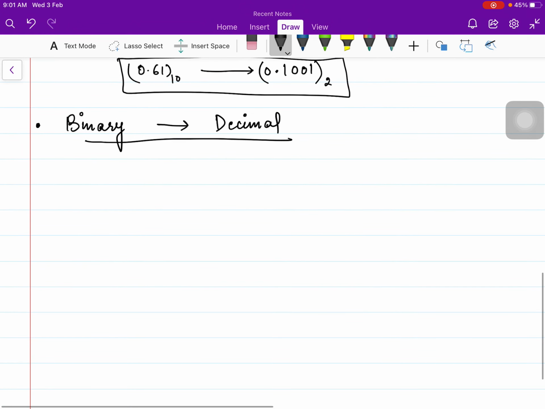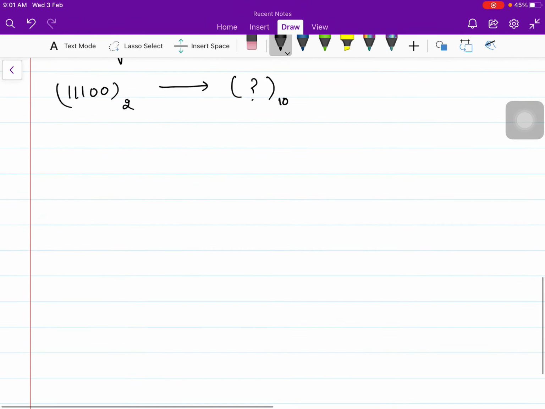Now binary, for example, you are given a binary like this and you are asked to convert it into the decimal. So looking to the base, you can easily recognize that you are being asked to go from binary number system to decimal number system. Now how do we do that?